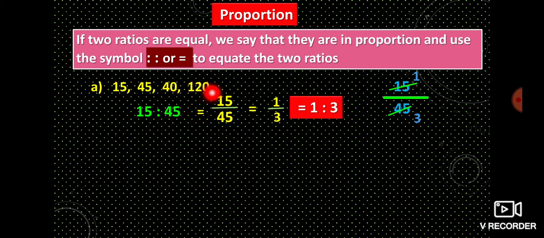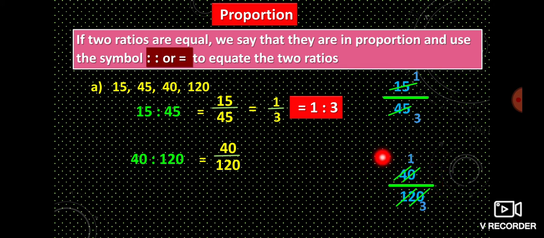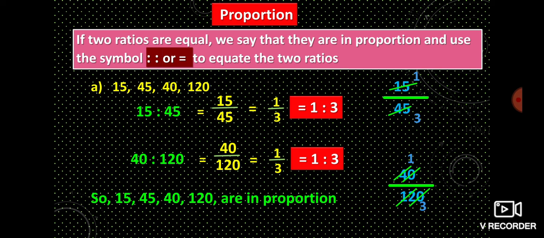Next we find 40 is to 120. 40 is to 120, 40 by 120. Then by dividing, 0 should be cancelled. Remaining 4 by 12. In 4, 1 4. In 12, 3 4. That is 1 by 3. Yes, we got two ratios are equal. So we can say that 15, 45, 40, 120 are in proportion. These are equal, so they are in proportion. Then we use this symbol 15, 45. Proportion, use 4 dots. Then write 40 and 120.